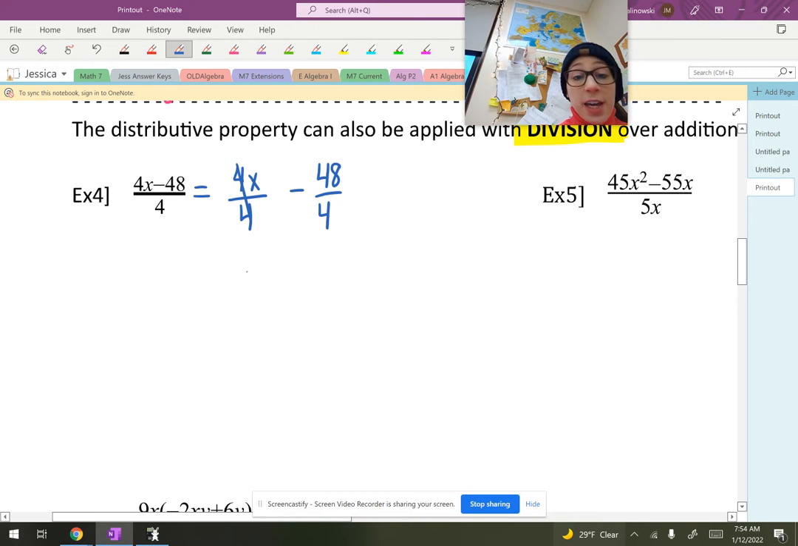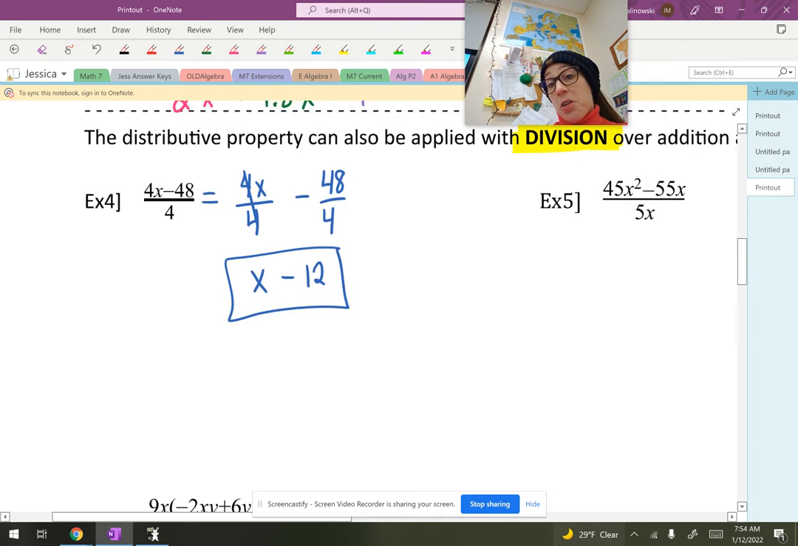Boom. Now I can do some math. 4 divided by 4 cancels, and I'm left with x. And 48 divided by 4 is going to be minus 12. So final simplified answer, x minus 12.